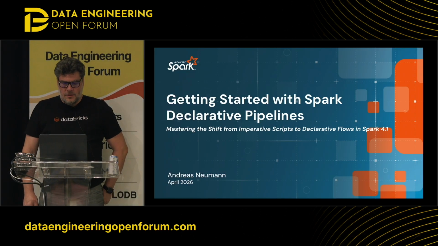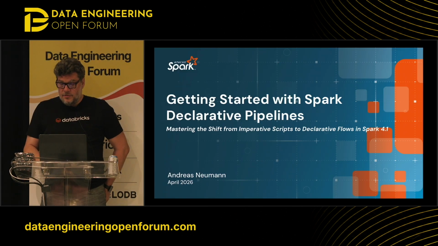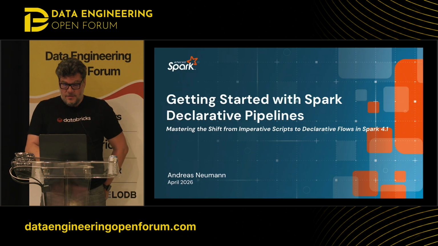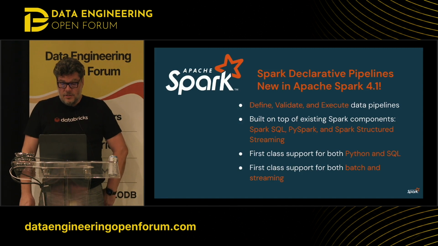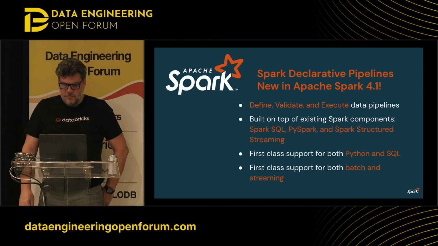I'm going to be talking about Spark Declarative Pipelines, how to master the shift from imperative scripts to declarative flows, and that's in Spark 4.1. So what is Spark Declarative Pipelines? It is new. Who has heard of it before? Nobody else. Okay. That's going to change.